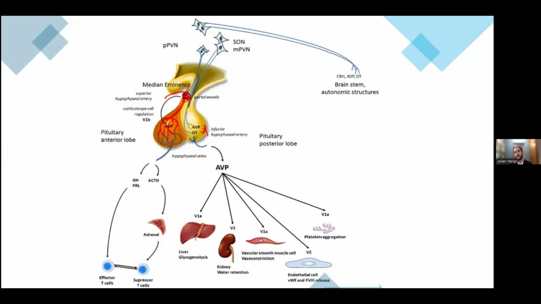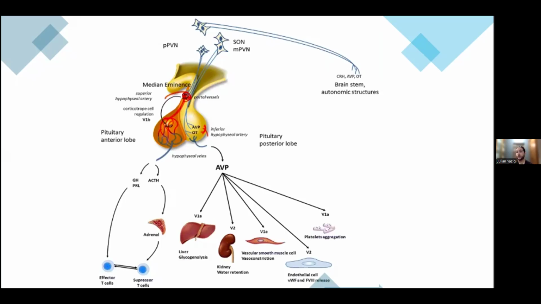AVP acts on renal collecting ducts via V2 receptors to increase aquaporin insertion and water reabsorption. Normally, when plasma osmolality rises, the hypothalamic osmoreceptors will trigger thirst and AVP release. AVP will then bind to V2 receptors in the collecting ducts, raising cyclic AMP, and this causes aquaporin 2 channels to insert into the apical membrane.